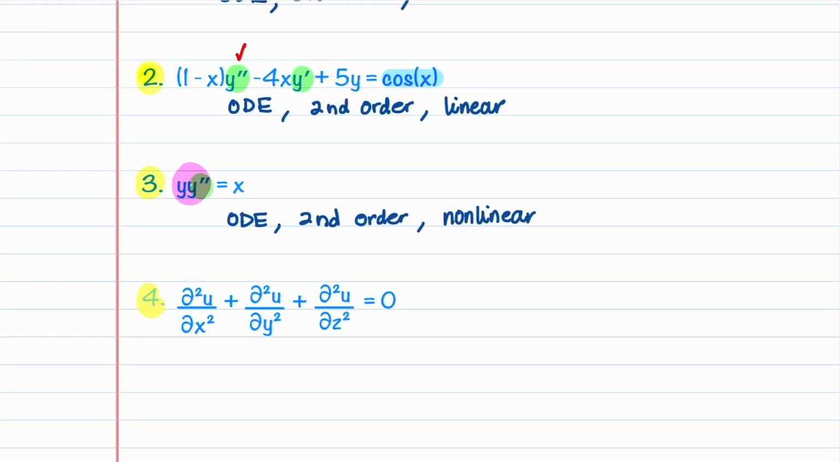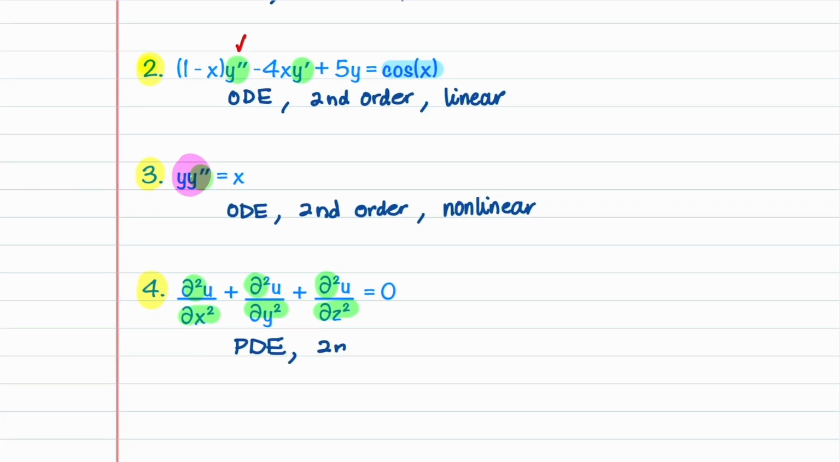Let's now look at our last example. This differential equation has partial derivatives. There are 3 of them. Because of that, we are going to label this as a partial differential equation, which we'll abbreviate as PDE. All the derivatives are second derivatives, so this is a second order differential equation. And then there are no nonlinear terms, so this is a linear equation.